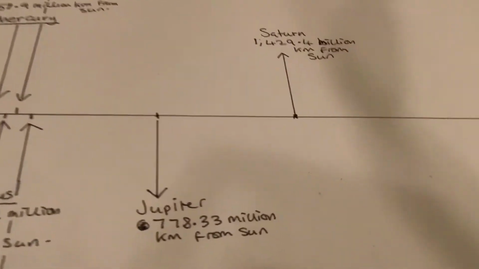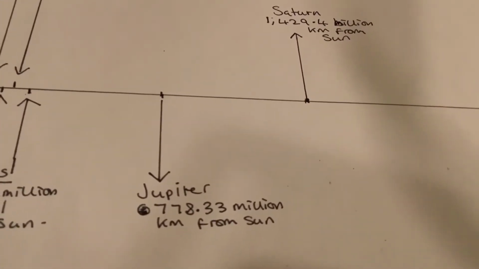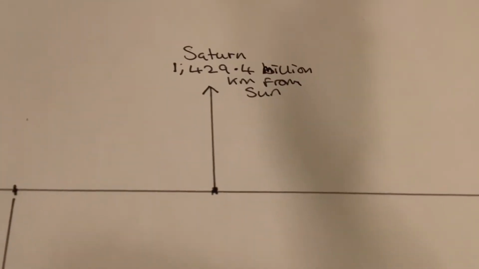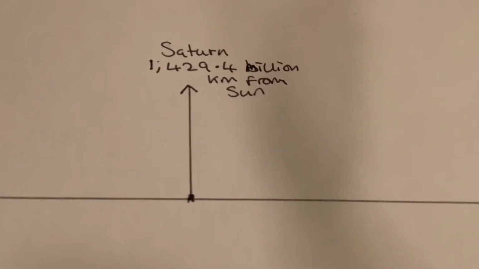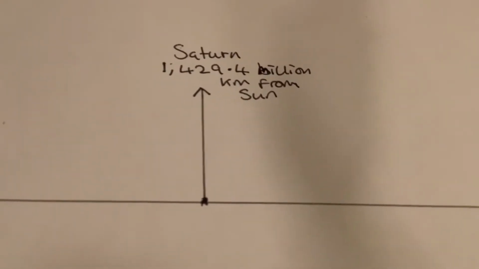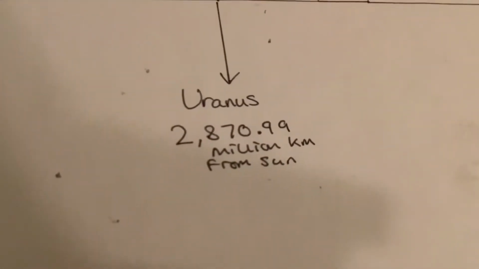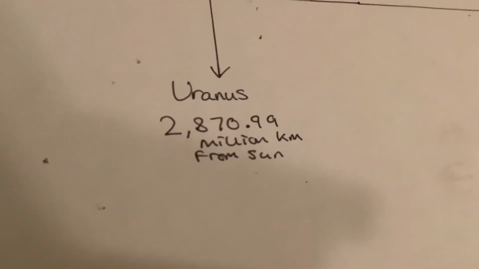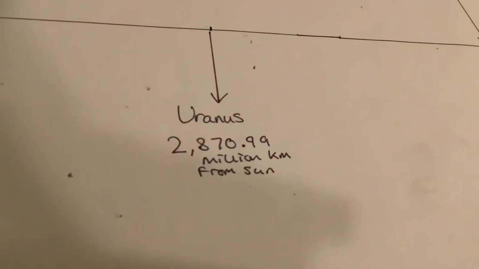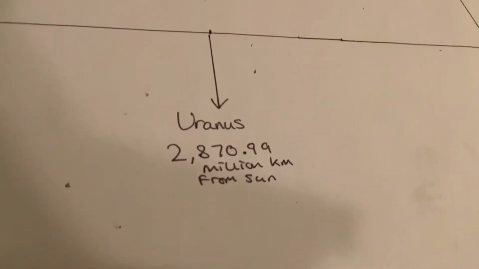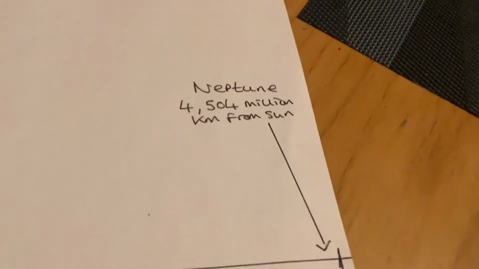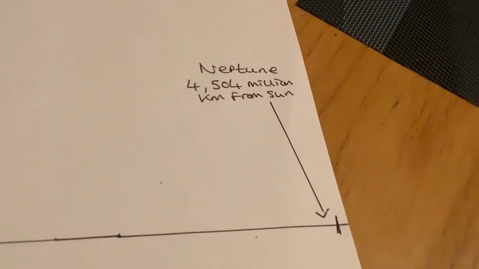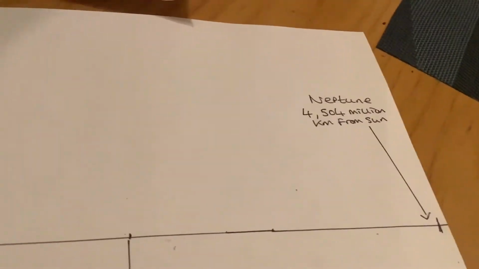There we go. Jupiter, 778.33 million kilometres from the Sun. Saturn, 1,429.4 million kilometres from the Sun, or 1.429 billion if you prefer. Uranus, 2,870.99 million kilometres from the Sun, or 2.87 billion. And Neptune, 4,504 million kilometres from the Sun, or 4.5 billion if you prefer.